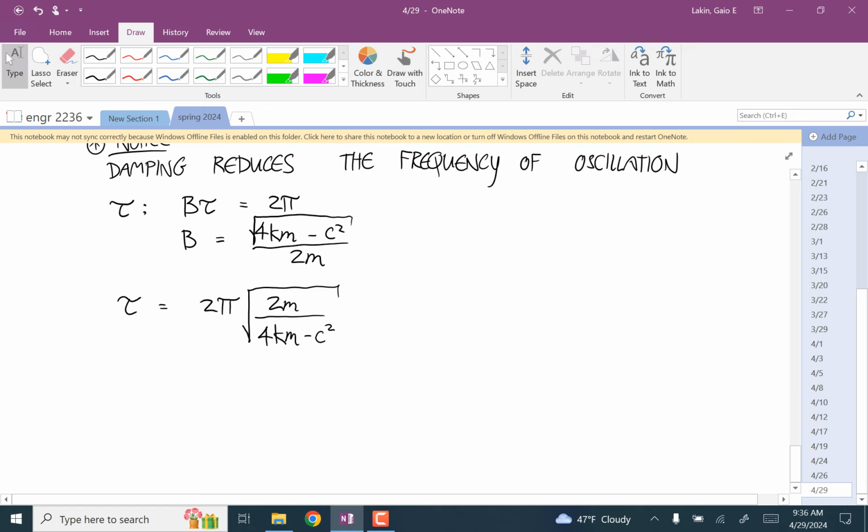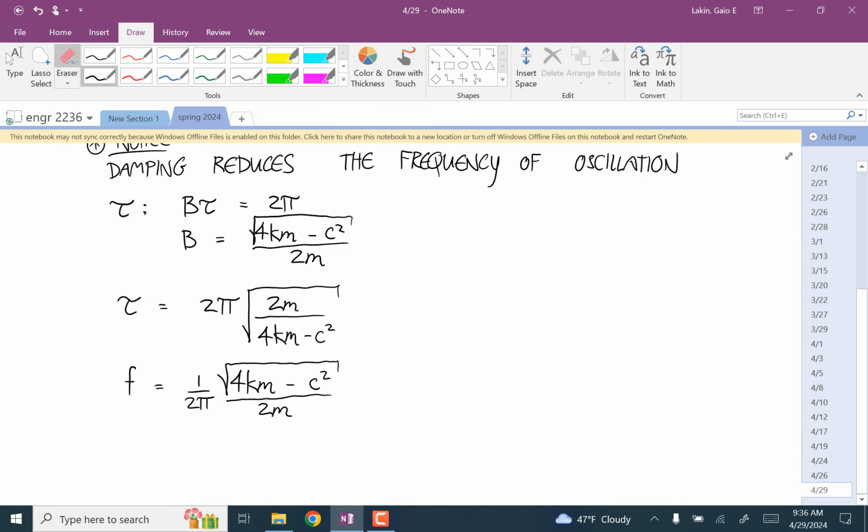The frequency is just the reciprocal of this, so the frequency is 1 over 2 pi times the square root of the quantity 4km minus c squared, over 2m. Yep. In the second step there, is the 2m supposed to be under this? No, it's not. Thank you.